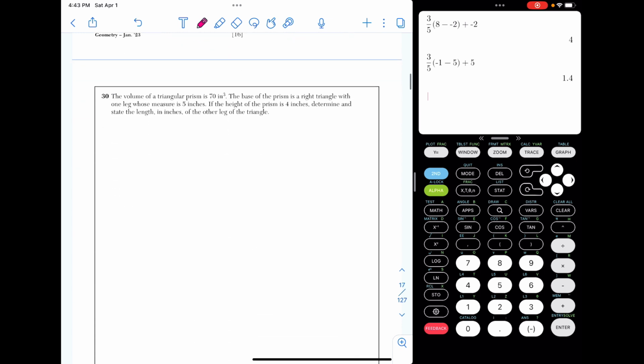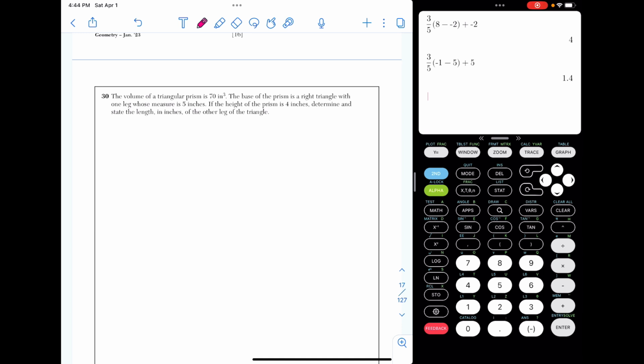All right, moving on to 30. The volume of a triangular prism is 70 inches cubed. The base of the prism is a right triangle. One leg is 5. If the height of the prism is 4 inches, determine and state the length in inches of the other leg of the triangle.